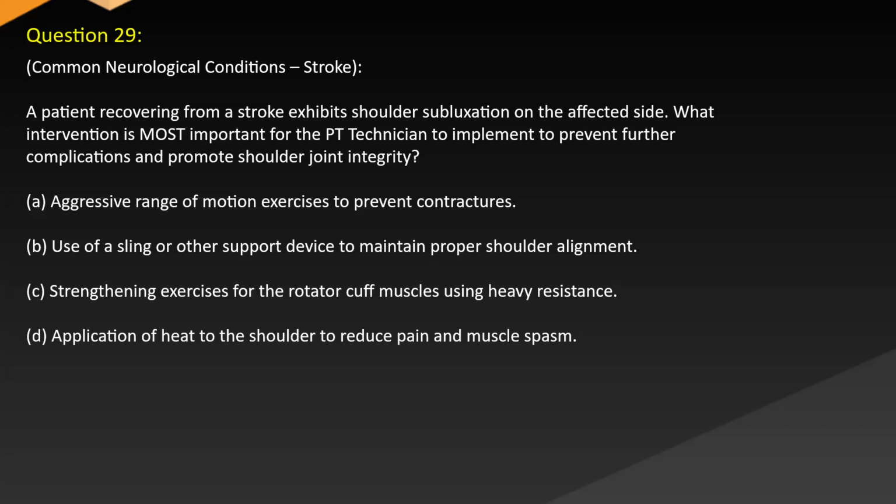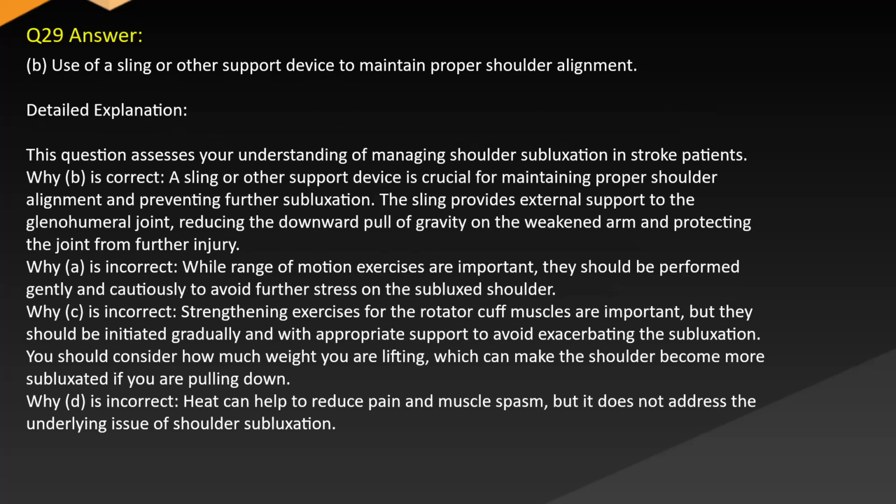A. Aggressive range of motion exercises to prevent contractures. B. Use of sling or other support device to maintain proper shoulder alignment. C. Strengthening exercises for the rotator cuff muscles using heavy resistance. D. Application of heat to the shoulder to reduce pain and muscle spasm. Answer: B. Use of a sling or other support device to maintain proper shoulder alignment.